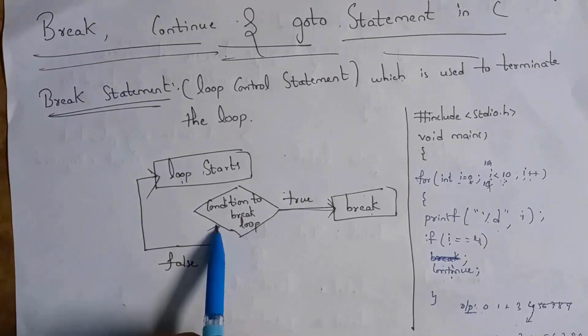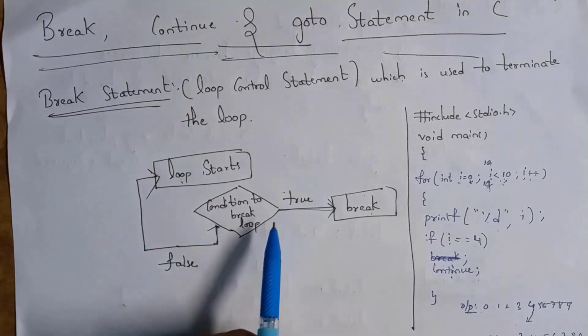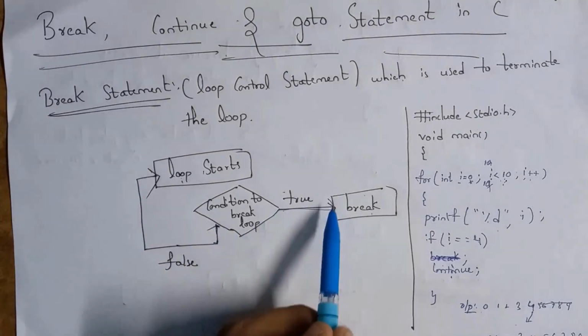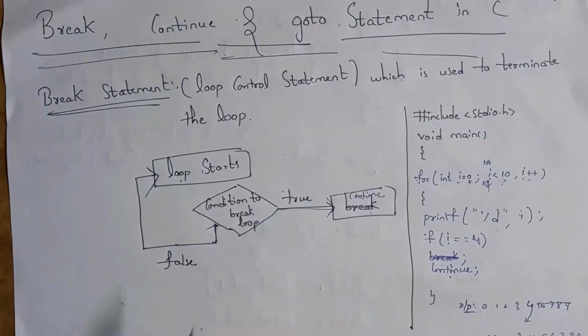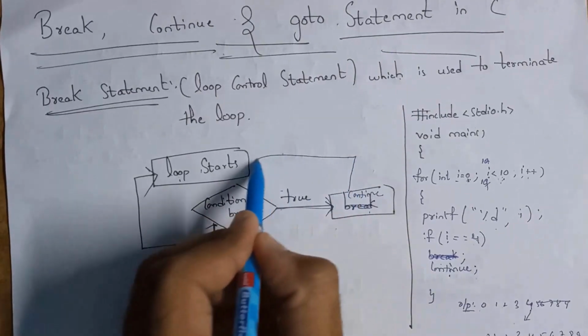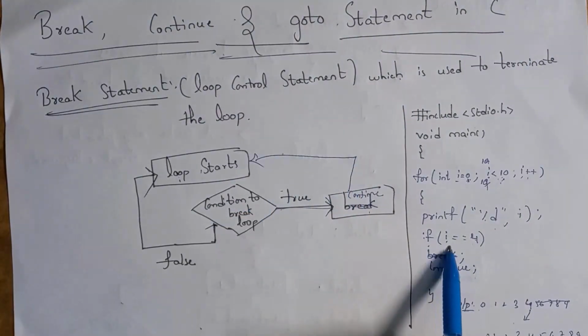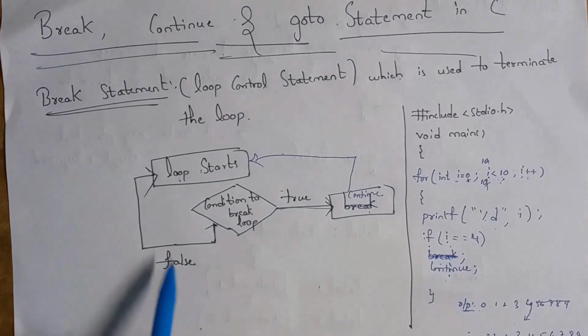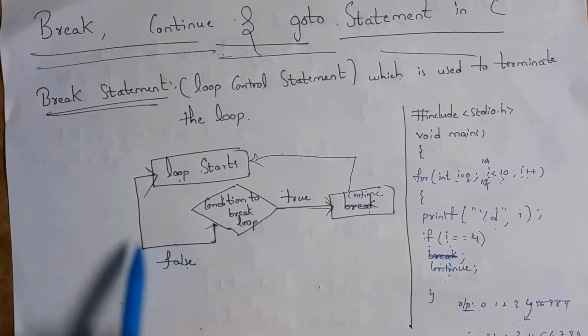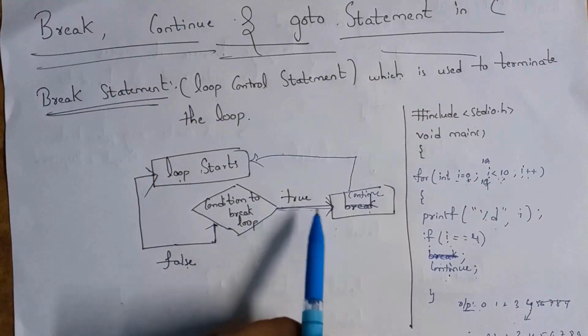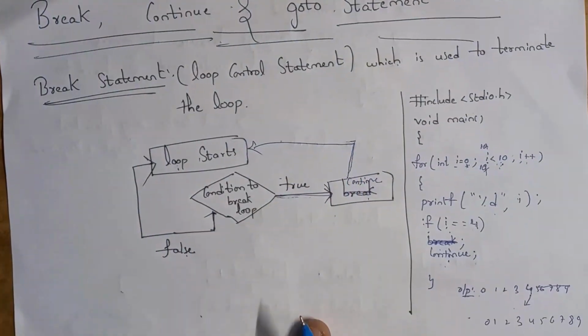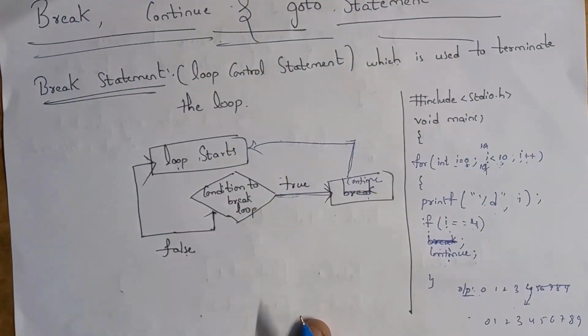This is my output. Whereas in break, if the condition is false, then it will continue the loop, and if the condition is true, then it will break the loop. But in continue, if the condition is false, then it will continue the loop, and if the condition is true, even then it will continue this loop. Same example, if I reach value 4, it will continue the loop. So this is program and flowchart for continue statement.